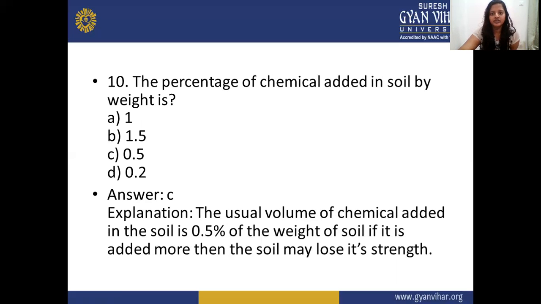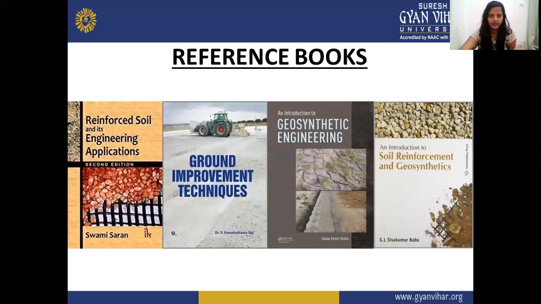The percentage of chemical added in soil by weight is 1, 1.5, 0.5, or 0.2. The answer is C, which is 0.5. The usual amount of chemical added in the soil is 0.5% of the weight of the soil. If it is added more, then the soil may lose its strength. These are some of the reference books.